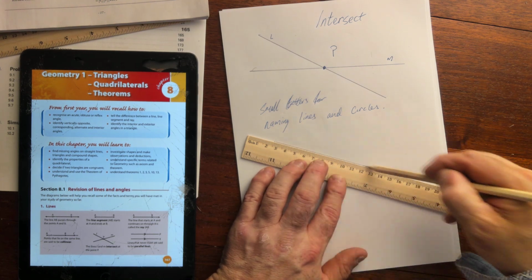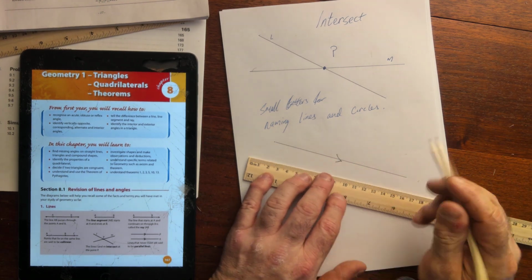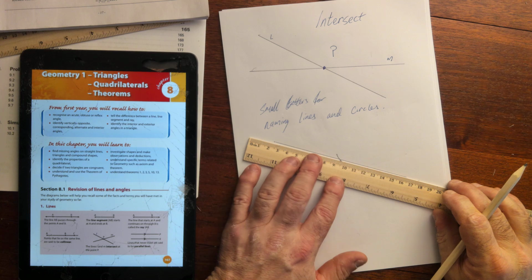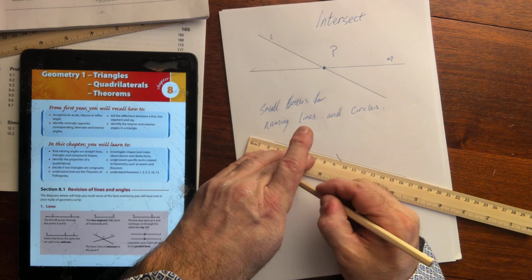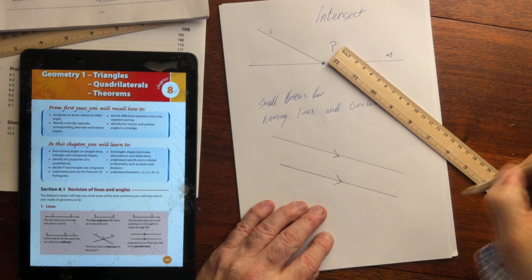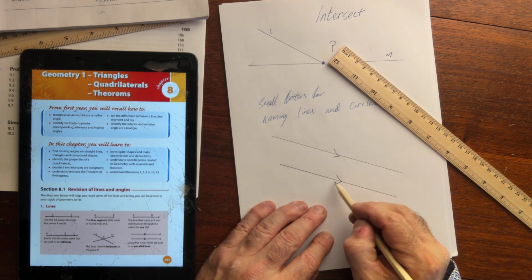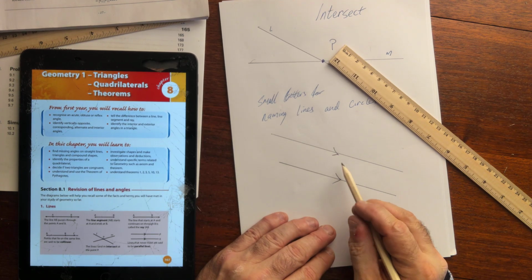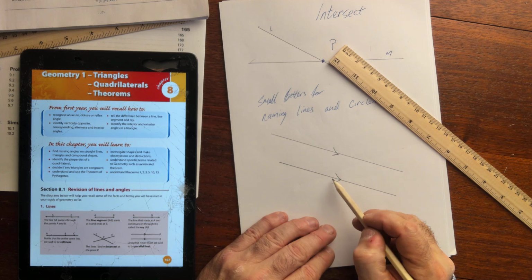If they were not to meet, they would continue on forever without meeting, and a nice way to do that is just to use the thickness of your ruler to create two parallel lines. Okay, so you've just seen me do it here. I've marked an arrow on both of them, and what that tells you is they do not meet.